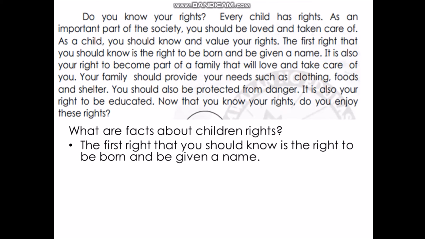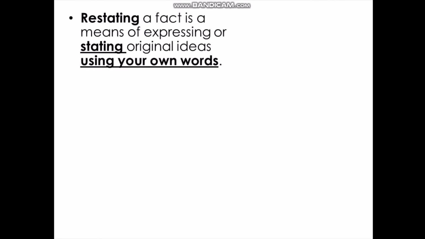So the first thing that you should know is the right to be born and be given a name. Second, it is also your right to become part of a family that will love and take care of you. Third, your family should provide your needs such as clothing, foods, and shelter. And lastly, you should also be protected from danger. So, actually, what we did is an example of restating a fact.